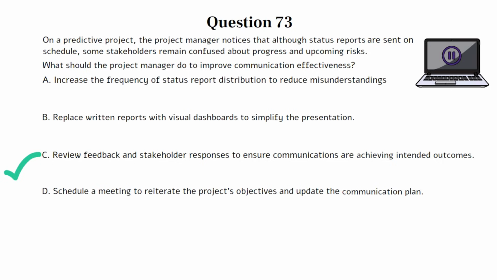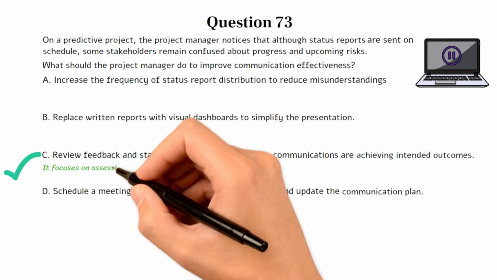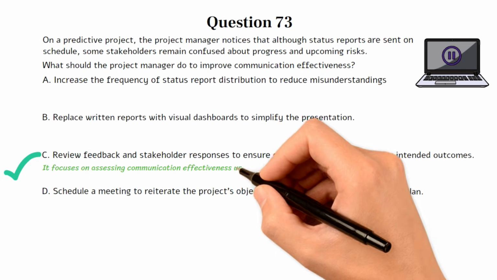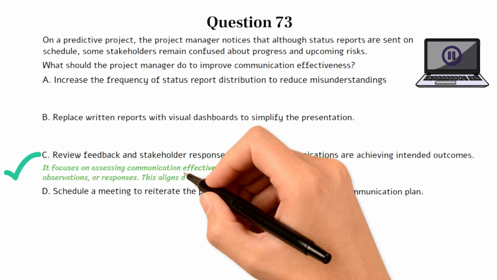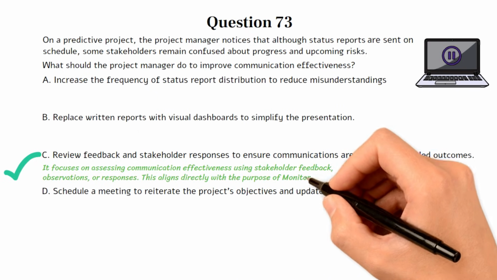This question tests your understanding of the monitor communications process in predictive projects. It's not enough to send reports. The project manager must ensure that communications are actually being received, understood, and meeting stakeholder needs. Choice C is the best option because it focuses on assessing communication effectiveness using stakeholder feedback, observations, or responses. This aligns directly with the purpose of monitor communications.